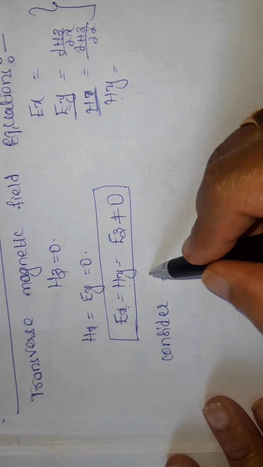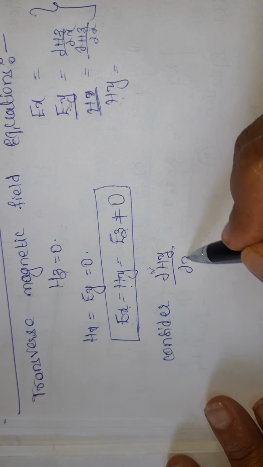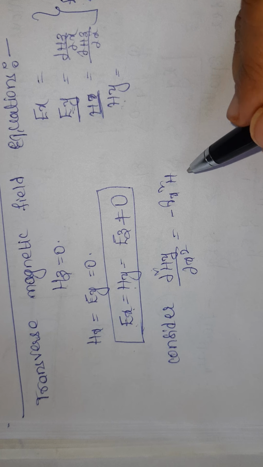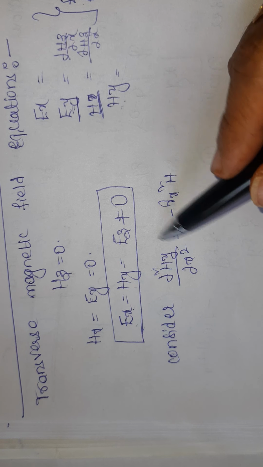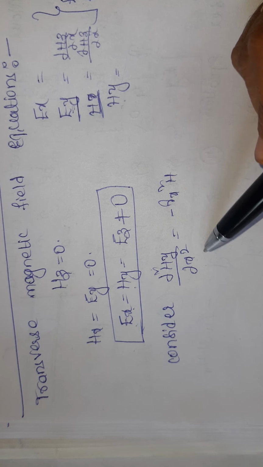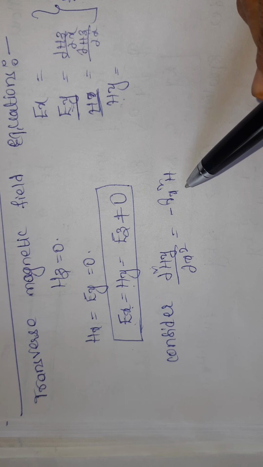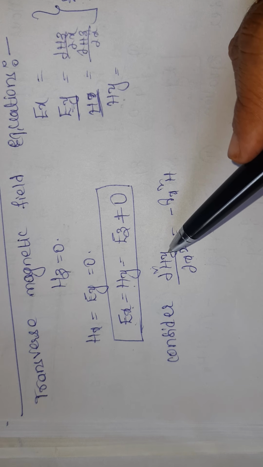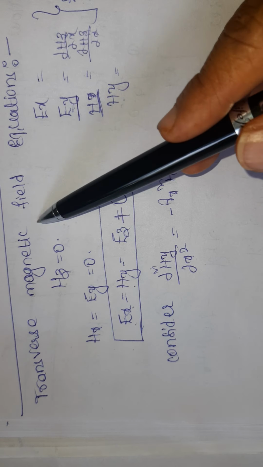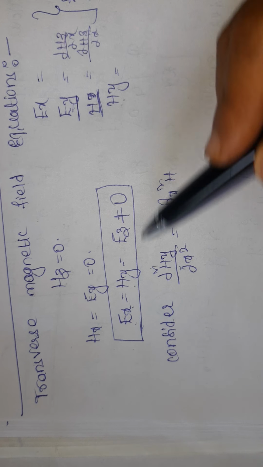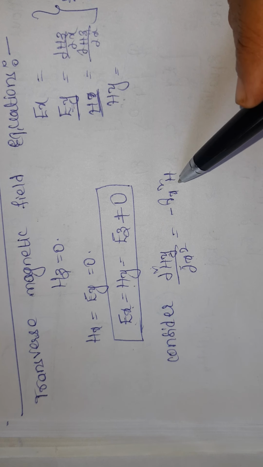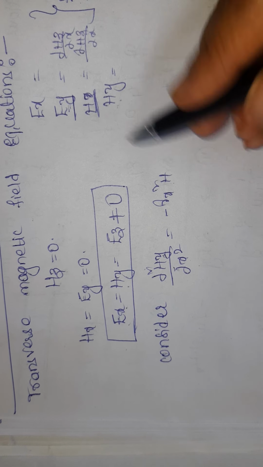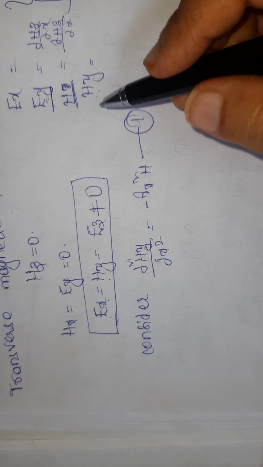Consider the equation dou square Hy by dou x square is equal to minus gamma x square H. In the previous session we considered dou square Ey by dou x square is equal to minus gamma x square into E, because it was the transverse electric wave equation. Now we are discussing transverse magnetic, that's why you have to take the equations which involve magnetic field intensities. Consider this as equation 1.